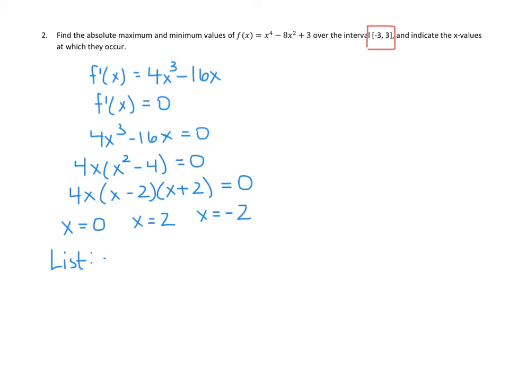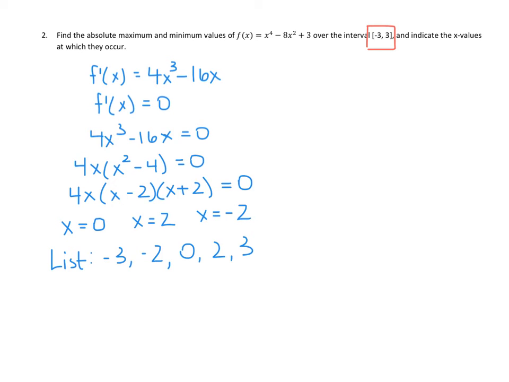So we have -3, -2, 0, 2, and 3. Again, this list comes from listing all of our critical values combined with our endpoints. And just to remind you, what we're using here to solve this problem is the maximum minimum principle 1. We're using that because we're working on a closed interval.